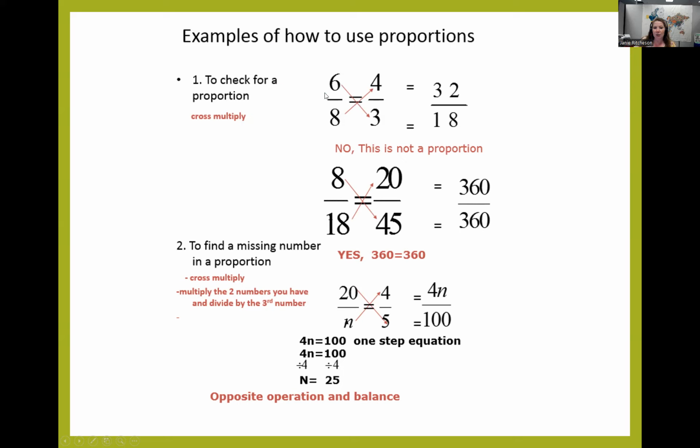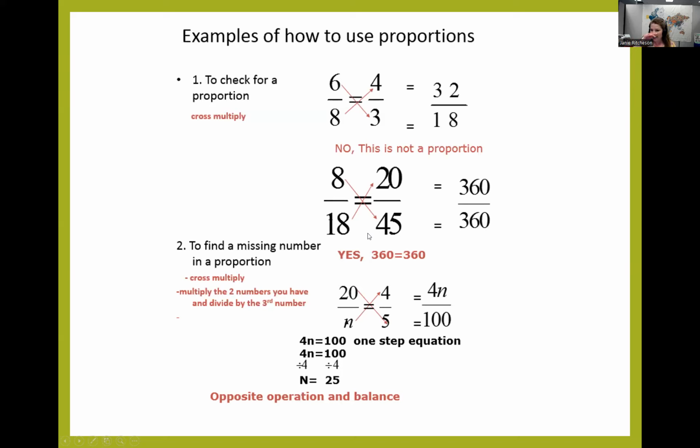These are not proportional. The second one, if I cross multiply the cross products, 45 times 8 is 360. 18 times 20 is 360. So yes, this is proportional. These two ratios form a proportion.